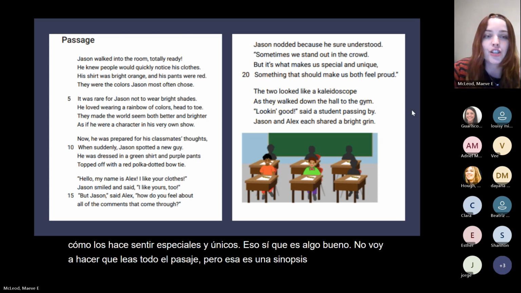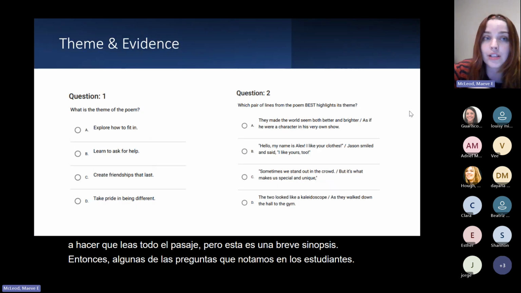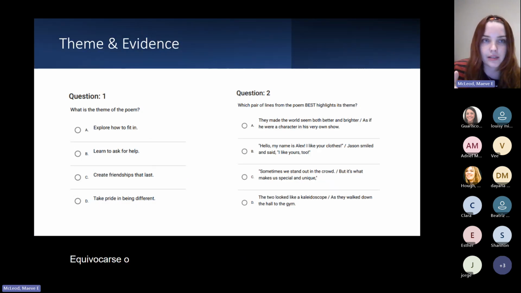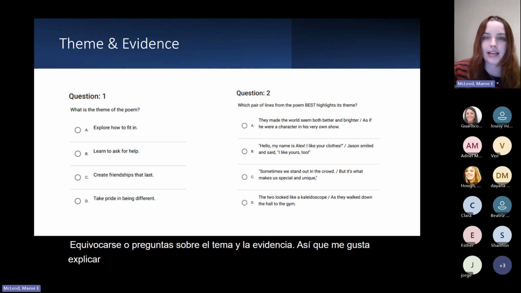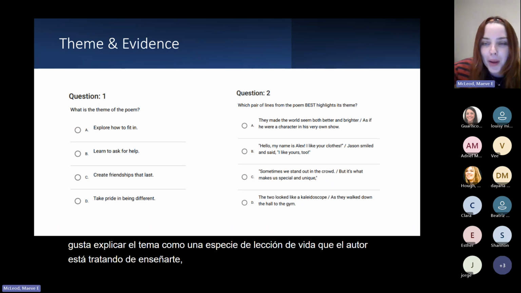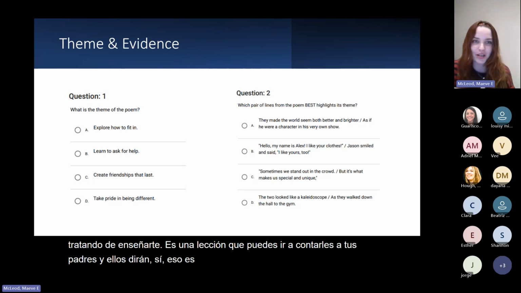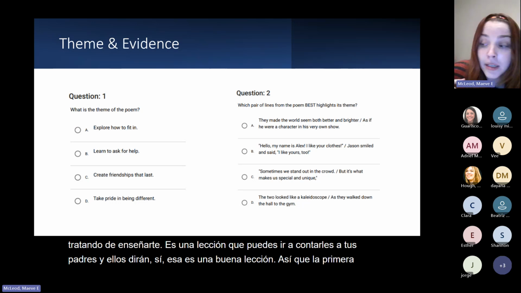So some of the questions that we noticed students getting wrong were questions about theme and evidence. So I like to explain theme as kind of like a life lesson that the author's trying to teach you. It's a lesson you can go tell your parents and they would be like, yeah, that's a good lesson. So the first question is, what is the theme of the poem?